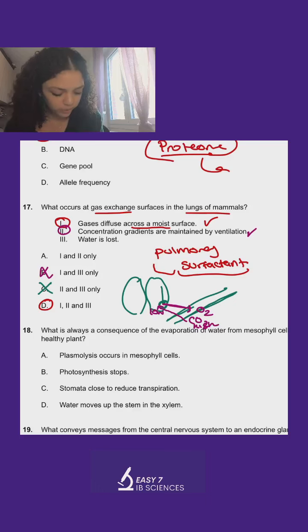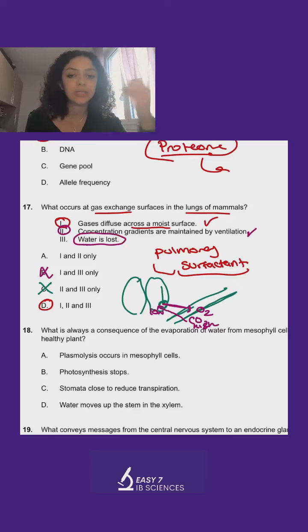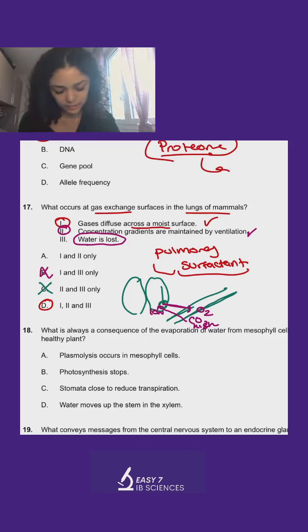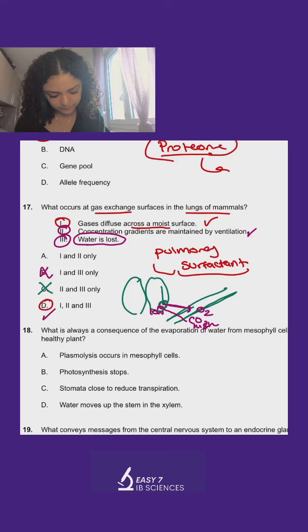Now, is water lost? It is. So when you exhale, water is released in the form of water vapor. And a way to help you remember that is by thinking of when it's cold outside. You know, when there's like smoke coming out, or it sort of looks like smoke coming out of your breath, that's actually water vapor. Okay, so that's why our answer is going to be B.